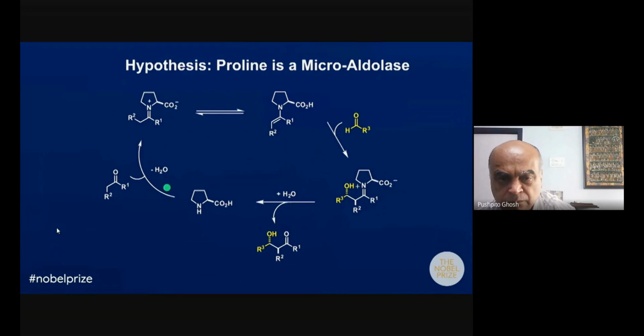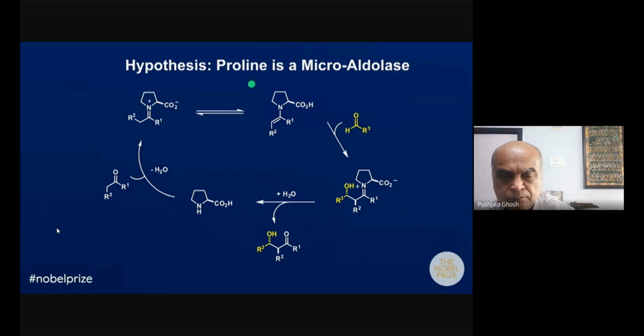It has an amino group, actually a privileged amino group for iminium ion and enamine formation, and it has a carboxylic acid that can act as the co-catalyst, the Brønsted acid-base co-catalyst. And so this is the hypothesis I developed as a fresh assistant professor at Scripps. I hoped that proline would function like a microaldolase, as I called it, by converting first the ketone assisted by the Brønsted acid into the corresponding iminium ion. And then the carboxylate would deprotonate this iminium ion to form the corresponding enamine.